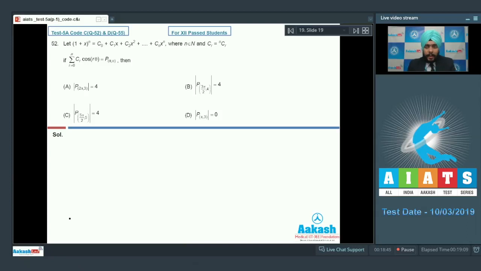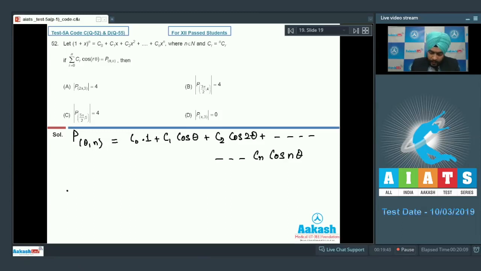Question number 52 says that let (1 + x)^n = C0 + C1x + C2x² and so on till Cn x^n, where n belongs to natural numbers and Cr is equal to nCr. So this is just the definition of binomial expansion. If sigma r from 0 to n, Cr cos rθ is equal to P(θ, n), then we have to find out the value of P(θ, n) at some particular values of θ and n. So we have P(θ, n) equals, put r equal to 0, C0 cos 0 is 1, C1 cos θ plus C2 cos 2θ up to Cn cos nθ.